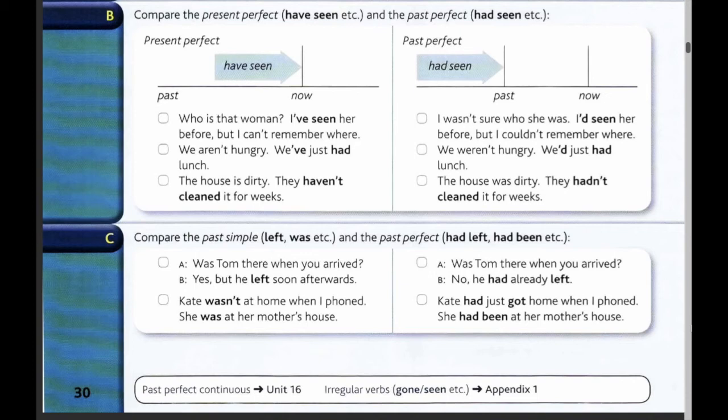As for the second column, Kate had just got home when I phoned. She had been at her mother's house. She had been at her mother's house before she got home when I phoned. And this is the contrast that we have here between these two verb tenses. This is it for our unit 15. Okay, guys?